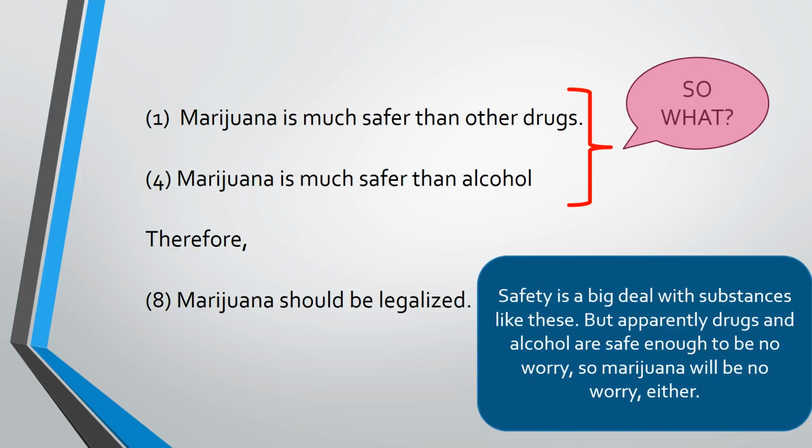Safety is a big deal with substances like these, but apparently drugs and alcohol are safe enough to be no worry. So marijuana will be no worry either. And notice how the warrant connects the evidence, other substances are safe, with the conclusion, marijuana should be legal. By saying that, when it comes to legal substances, safety is a big deal.